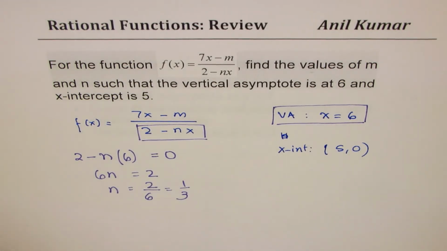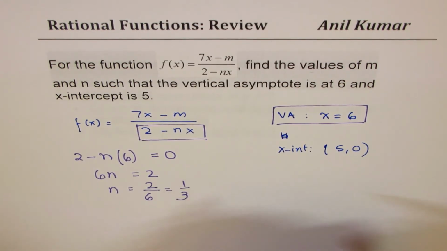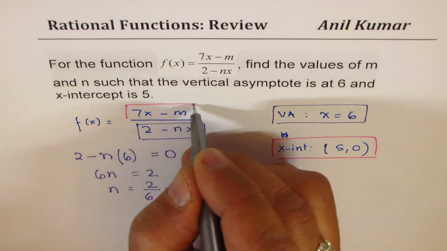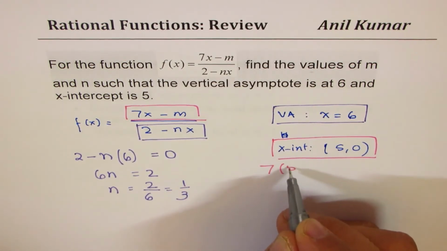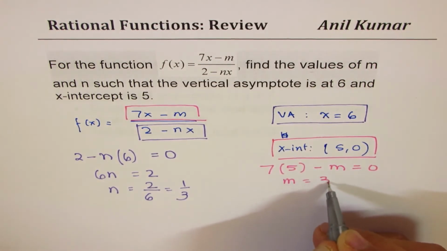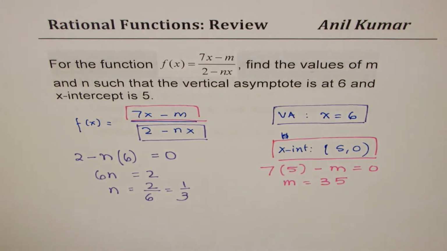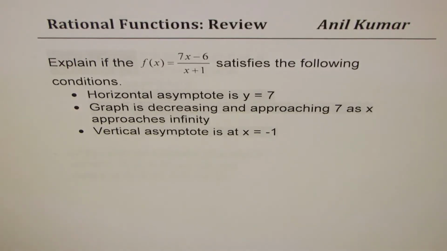Now for the other, what can we do? X-intercept is when y is 0. So that is to say, the numerator should be 0. Does it make sense to you? So we say 7 times the x value, which is given to us as 5, minus m should be 0. M equals 35. Done. So it's that simple. You just substitute these values for x and solve for the unknown variable. I hope you appreciate it. Let's move on. I hope I made it simple for you, not difficult.